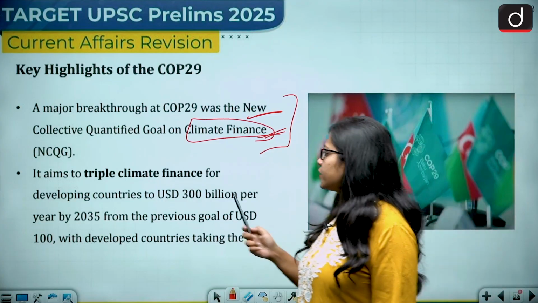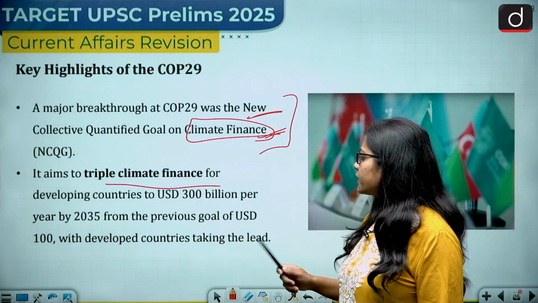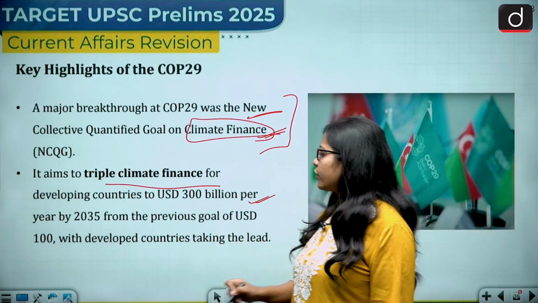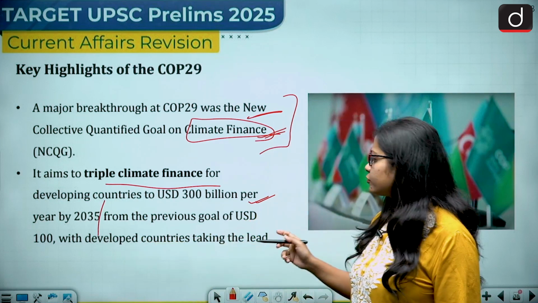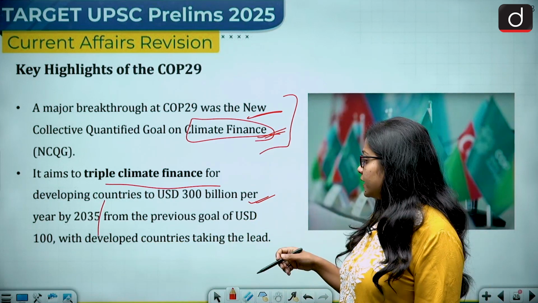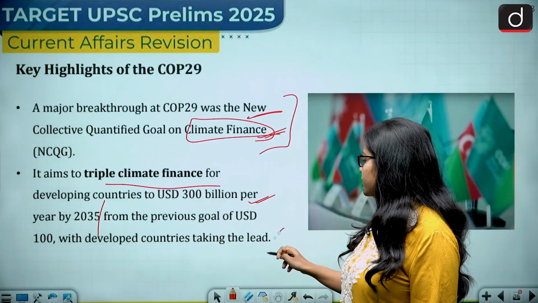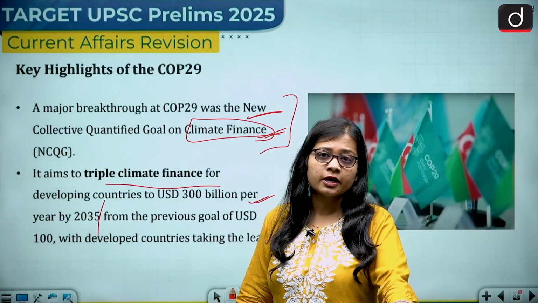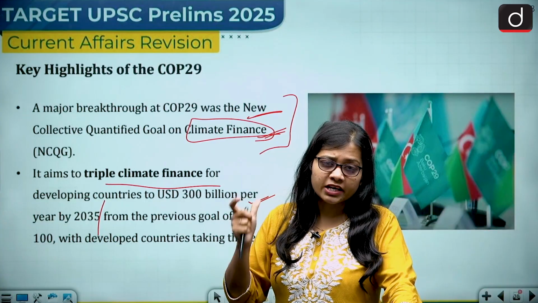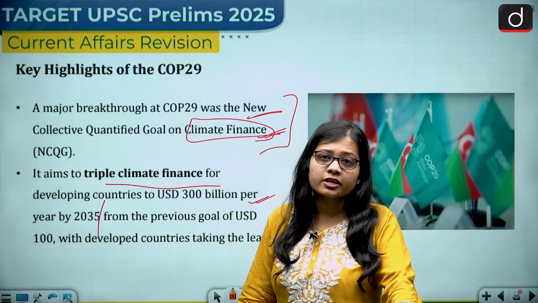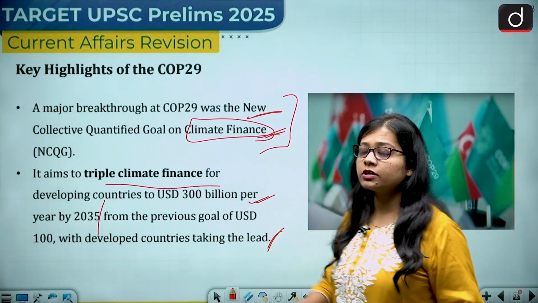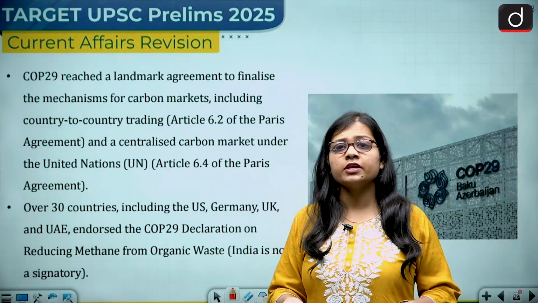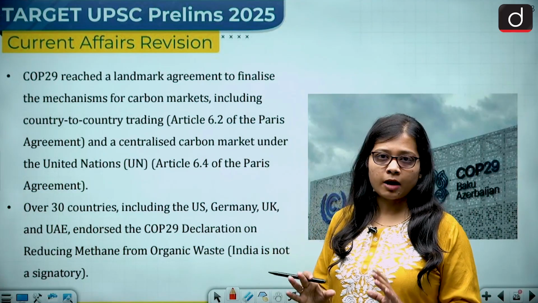Then the aim is to triple climate finance for developing countries, that is around USD 300 billion per year by 2035, up from the previous USD 100 billion, with the developed countries taking the lead. But the problem was that the developed countries agreed to give 300 billion, while the ask from the developing countries and the island countries was around 1.3 trillion. The developed countries have not agreed to it, and what they have given is a very small amount.